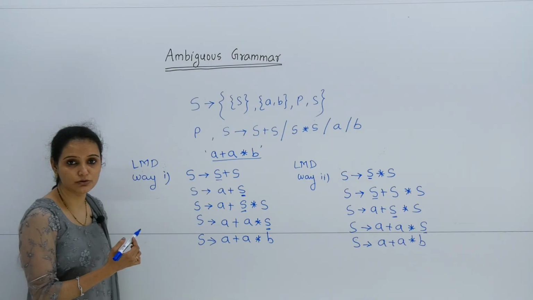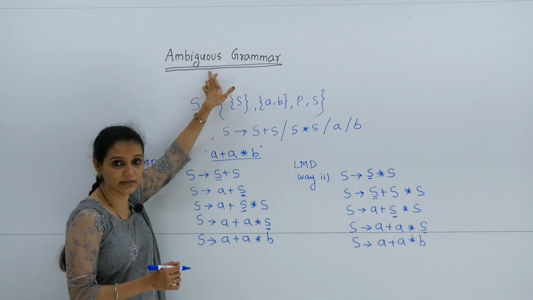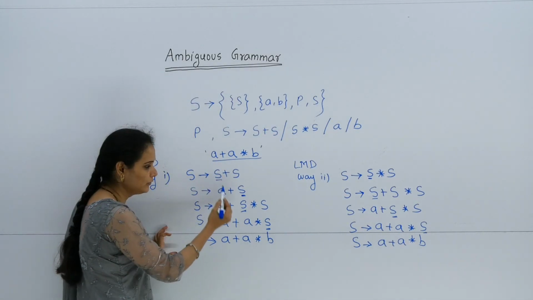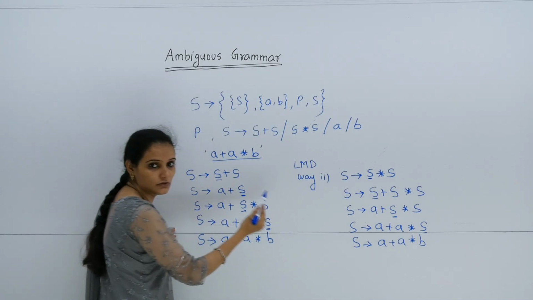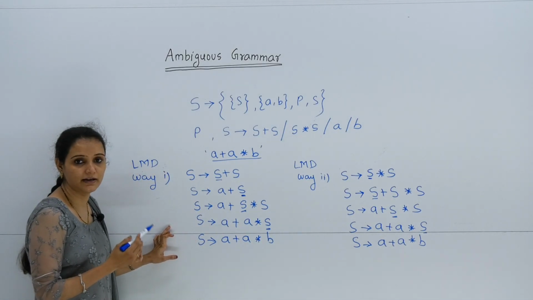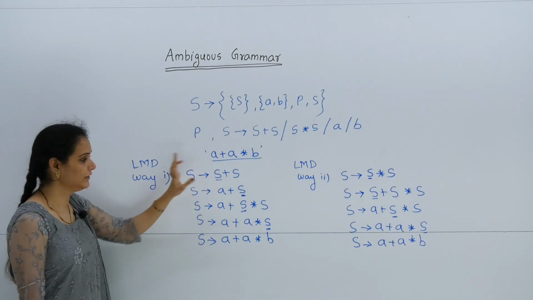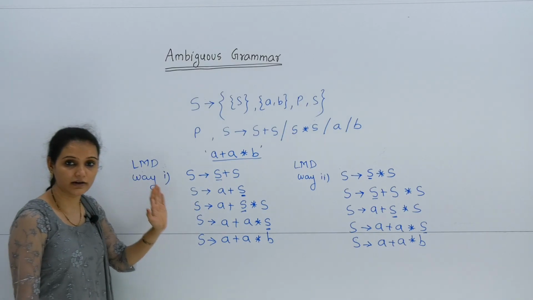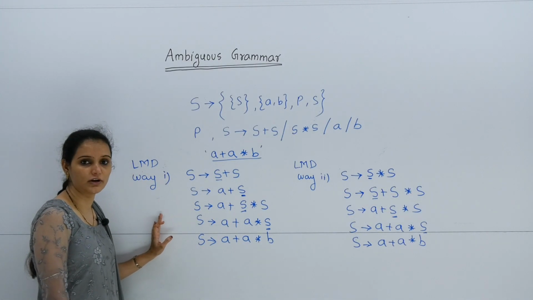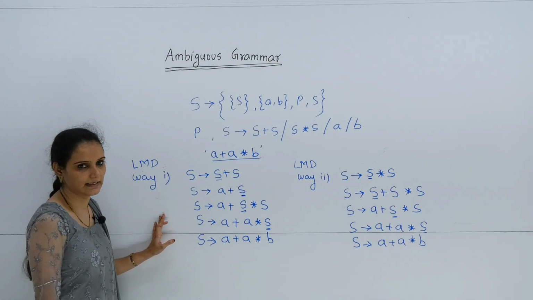So what is the conclusion, students? The given grammar is ambiguous grammar because we have derived the string by using more than one way. So again I can recall the definition. What is ambiguous grammar? If the given string can be generated by using leftmost derivation or rightmost derivation or derivation tree, and if there exist more than one way to derive this string, that particular grammar is called an ambiguous grammar.